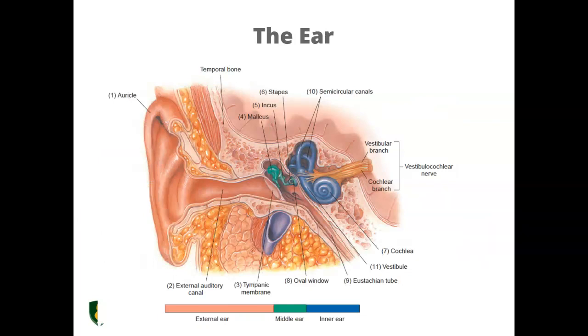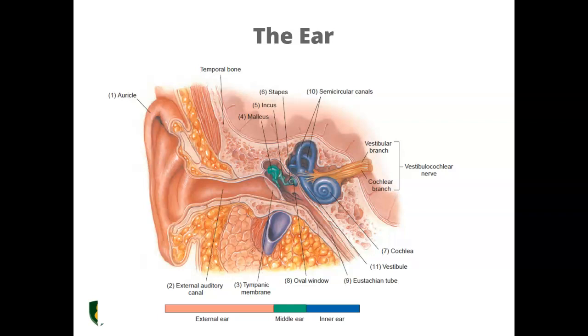The ear is the sense receptor organ for 2 senses, hearing and equilibrium. Hearing is the function of the cochlea, which is the snail-shaped structure filled with fluid called the perilymph. Equilibrium is the function of the semicircular canals and the vestibule. The ear consists of 3 major sections: the outer ear, the middle ear, which is also called the tympanic cavity, and the inner ear, which is the labyrinth.